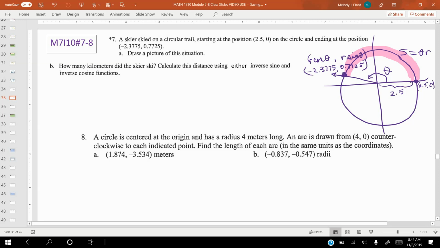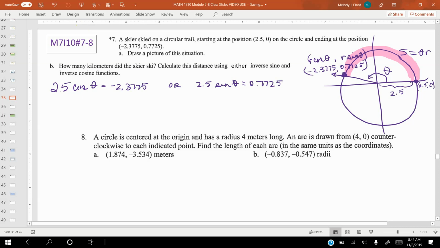I'm just going to recommend that you use one or the other. If I was trying to decide whether to use inverse cosine or inverse sine, I can either set up the equation 2.5 times the cosine of theta is equal to negative 2.3775, or I can set up the equation 2.5 times the sine of theta is equal to 0.7725. Those are the two options that I have.